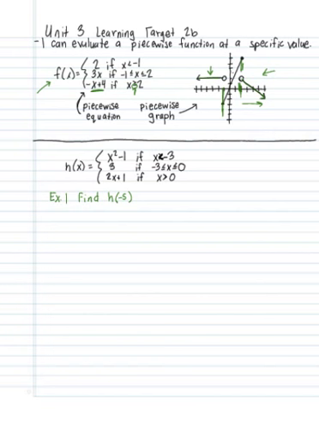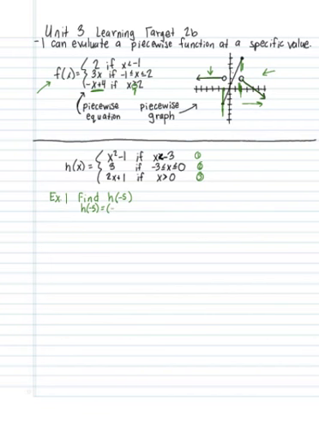Okay, so h of negative 5. Which equation will we fill in is the first thing that you should ask yourself. If our x value is negative 5, 1, 2, or 3, which piece of that piecewise function does it fit into? So negative 5 we know is less than negative 3. Therefore we're going to use the first equation.